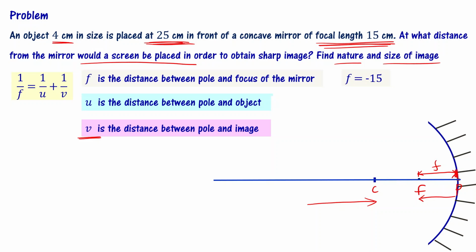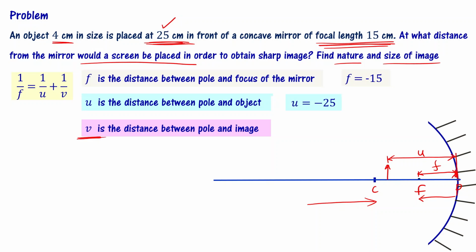Now I have to place the object. Where do I have to place the object? 25 centimeters from the pole of the mirror. The distance between the pole and the object is denoted using u, right? To find the u value also, we go in the opposite direction to the incident light. So u is going to be minus 25.